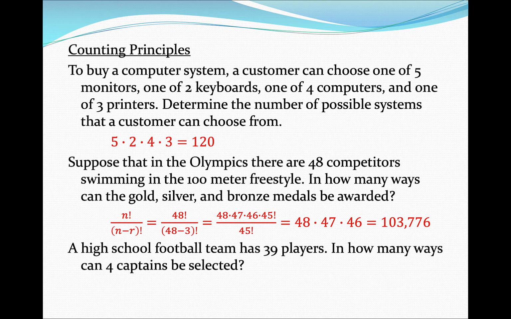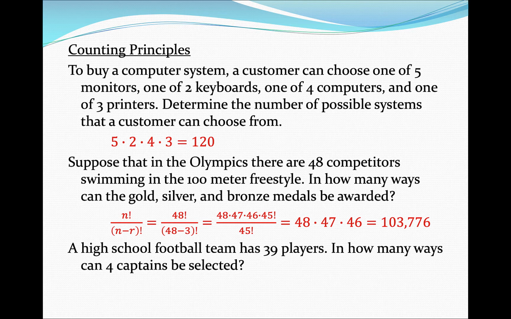Here's another example. A high school football team has 39 players. In how many ways can 4 captains be selected? So here we have 39 individuals and we're selecting 4. Now in this case it's different because notice that the order does not matter. It doesn't matter what order you get the 4 captains in. All that matters is what 4 people I end up with. So I'm just looking for a group of 4 people. The order of those 4 people does not matter here. So that makes this different than the last one. This is a combination problem rather than a permutation problem.